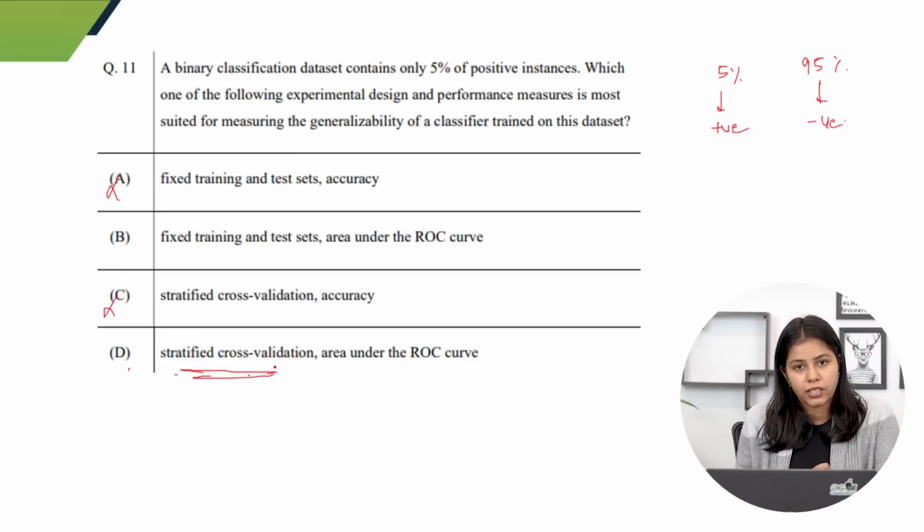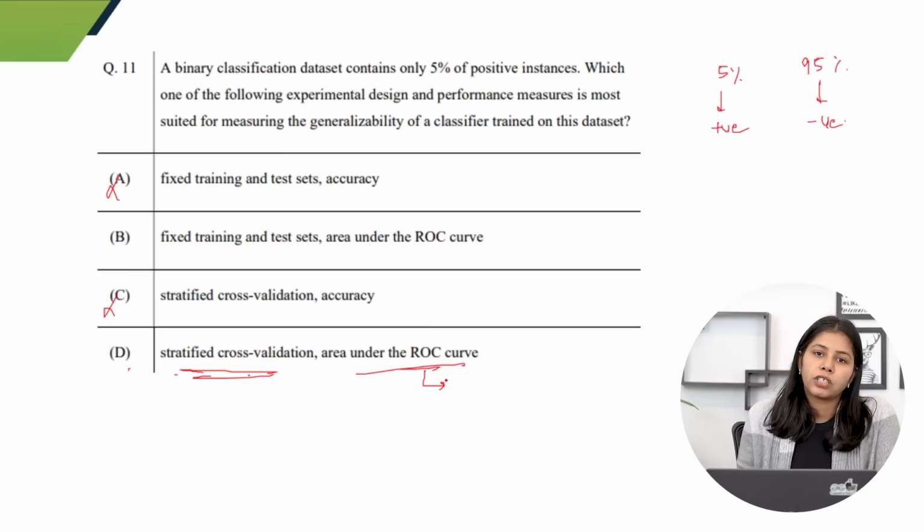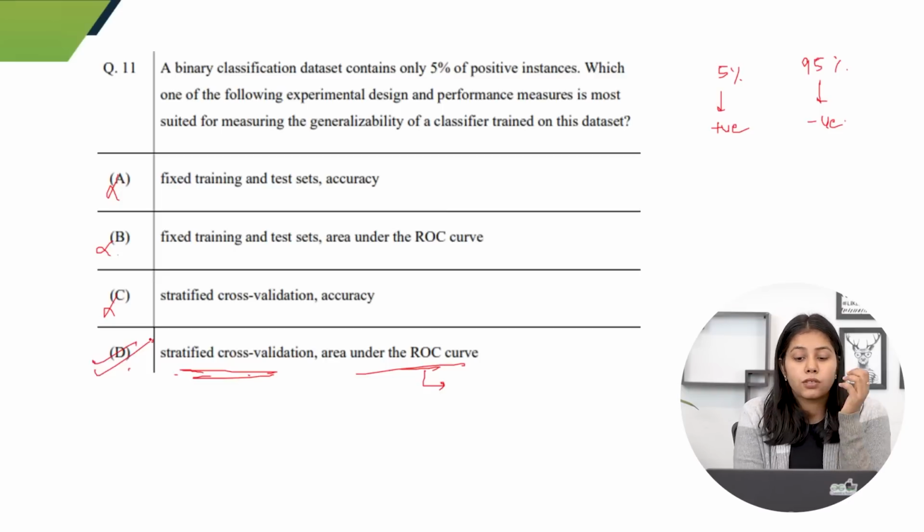Stratified cross validation would help me to work on sampling. And then the area under the ROC curve. In this, we find precision, recall, and all these values give me the true positive and true negative rate. All these things help me to work on this kind of unbalanced data set, because this is an unbalanced data set. So option B is also incorrect, because we cannot work with a fixed training and test set. We have to resample our data set. So that's why option D is correct. For an unbalanced data set, we first have to use sampling, and then we have to use the area under the ROC curve.